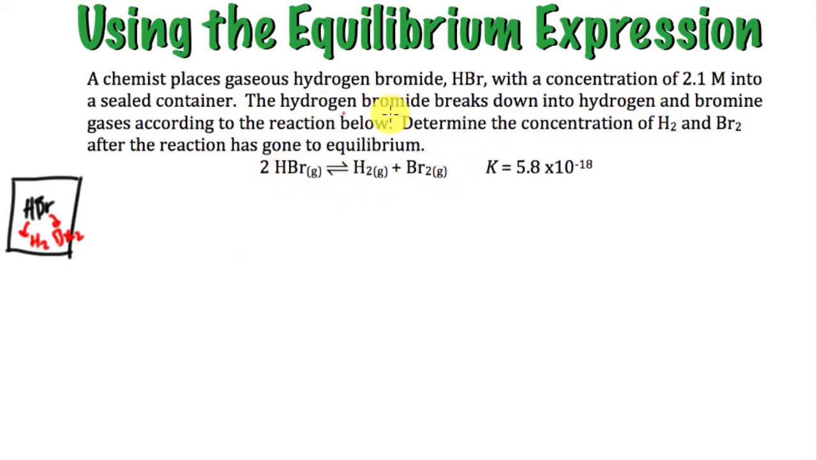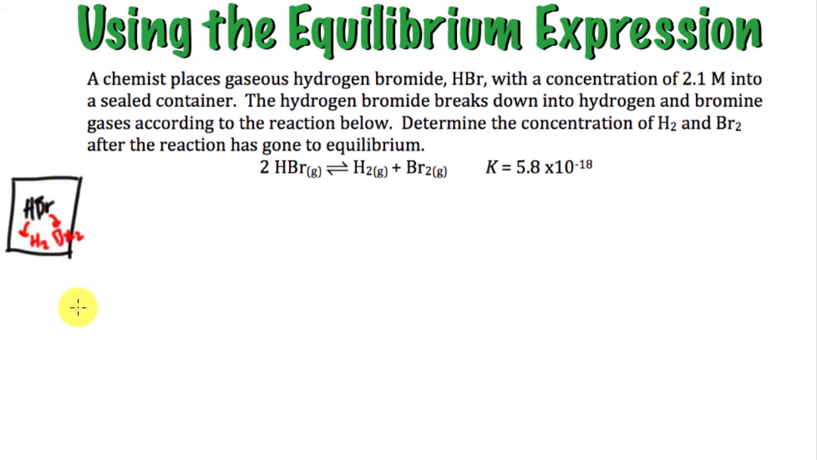What we want to do is determine the concentration of the H2 and Br2 after the reaction has gone to equilibrium. Since we're starting with the HBr and we make the H2 and the Br2, we want to see how that plays out. And we need to look at this at equilibrium, not initially. So we can start with initial amounts of the hydrogen bromide, and that breaks down into those two gases.